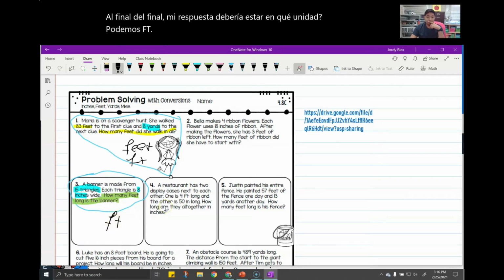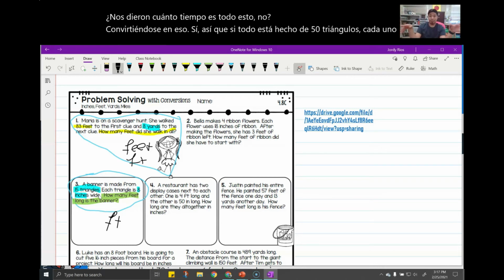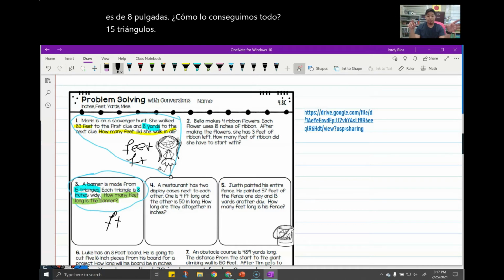Okay. But what do we know? Did they give us how long the whole thing is? No. But can we figure that out? Yeah. Okay. So if the whole thing is made out of 15 triangles, each one is 8 inches, how do I get the whole thing? Good, I multiply 15 times 8.